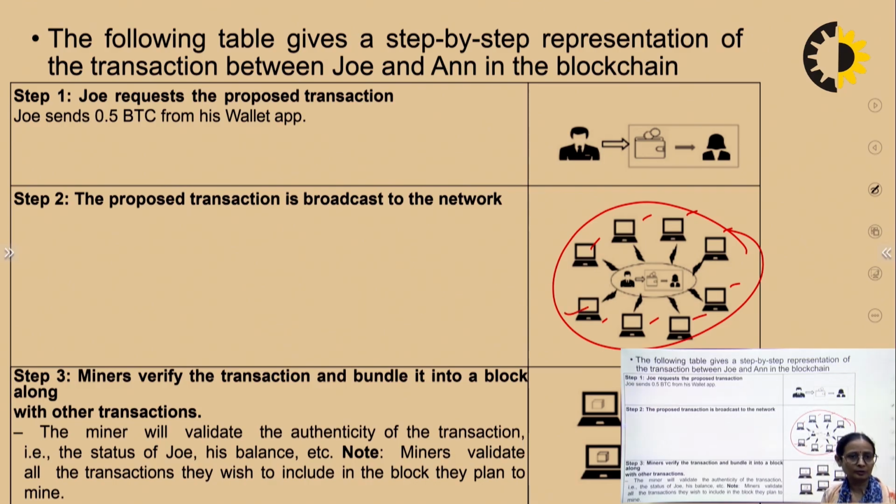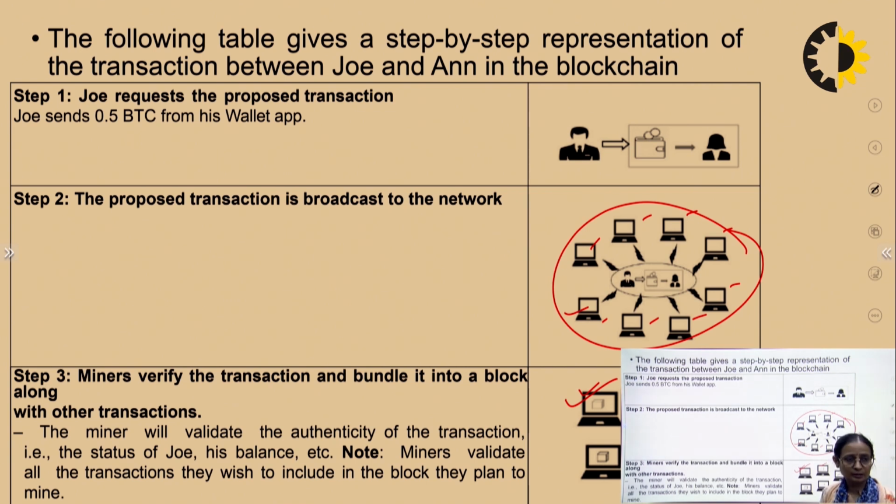Now in step 3, the miners verify the transaction and bundle it into a block along with other transactions. Each miner will receive such transactions from multiple users or multiple parties. Once they receive a set of transactions within a specified amount of time, they bundle them, that is, group these transactions into a block.